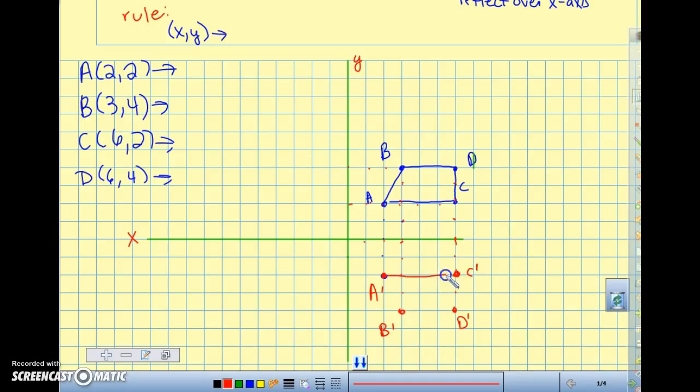So we get our A prime, B prime, C prime, D prime. And remember that they should look to be the same size, same shape, because it is an isometry. It should preserve distance. And think about if you were to fold it on the x-axis, everything should match up nice and pretty. Okay?